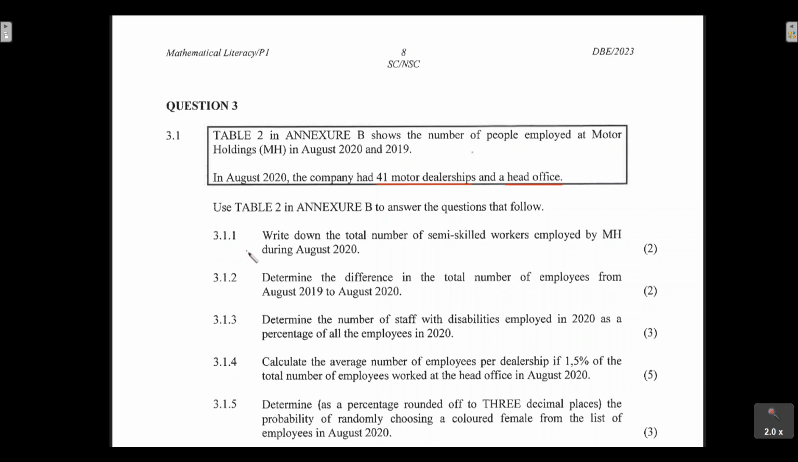Question 3.1.1 says, write down the total number of semi-skilled workers that are employed by MH during August 2020. We're still going to highlight the keywords. So we want to look for the total number of semi-skilled workers that are employed in August 2020.